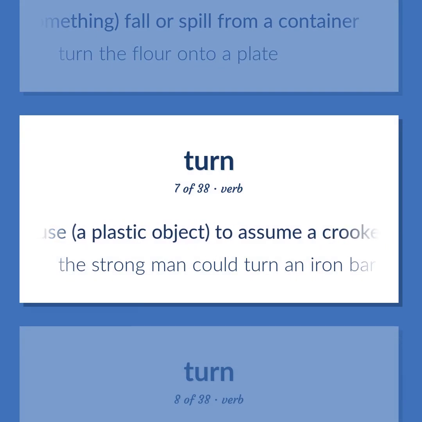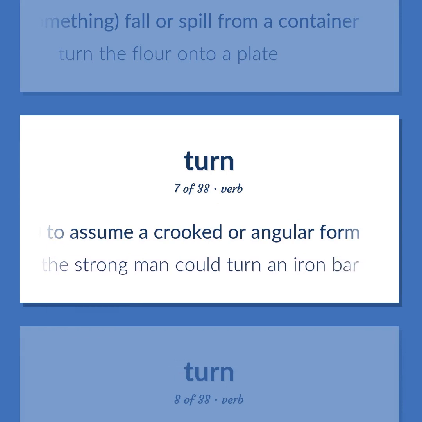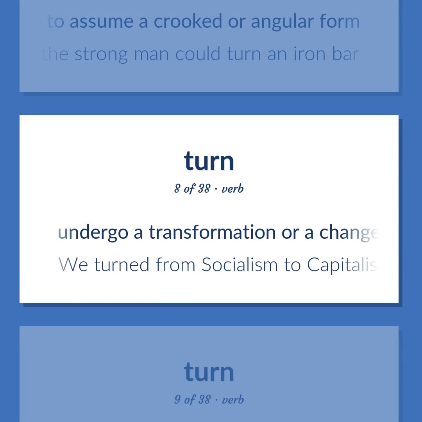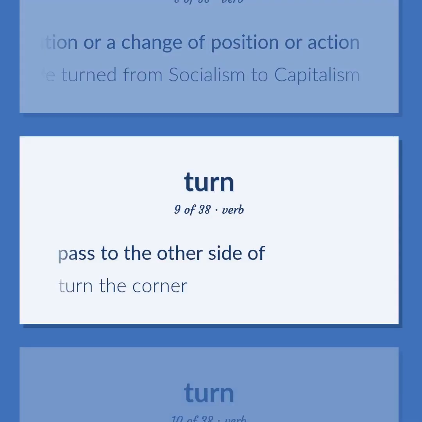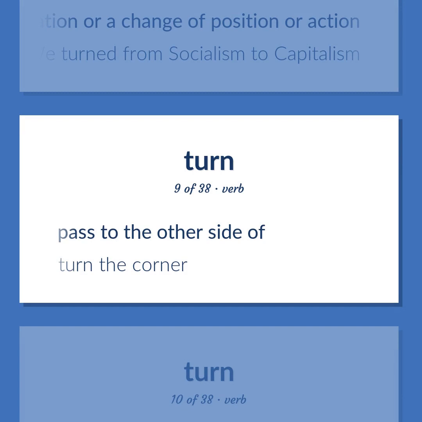Cause a plastic object to assume a crooked or angular form. The strong man could turn an iron bar. Undergo a transformation or a change of position or action. We turned from socialism to capitalism. Pass to the other side of. Turn the corner.